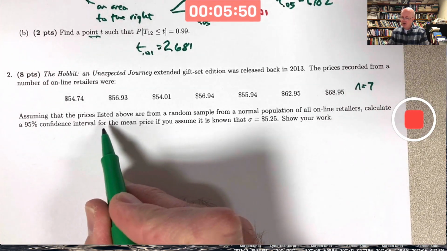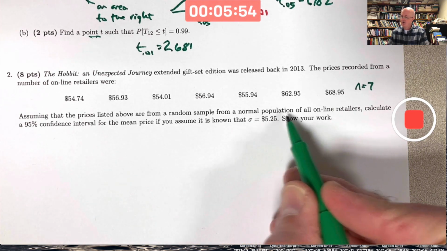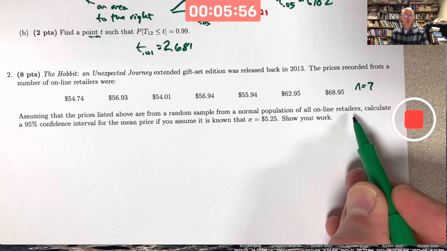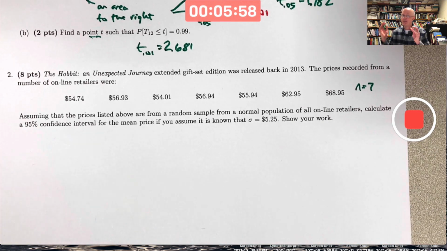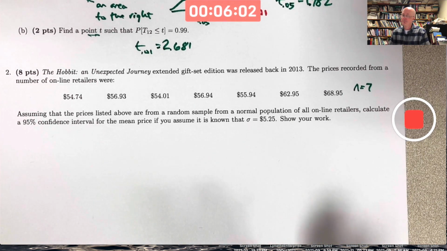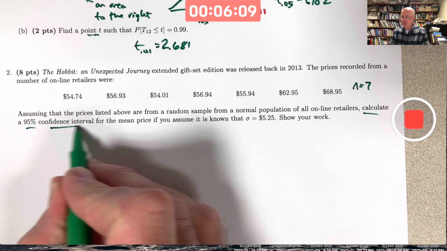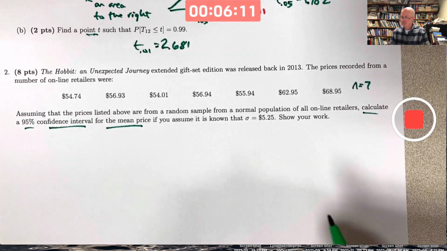Assuming the prices listed are for a random sample, like I just said, from a normal population of all online retailers. Okay, so there's some big population out there, and we'd like to know the true population mean, mu. That's the background here. That's what we're after. We want to calculate a 95% confidence interval for the mean price.